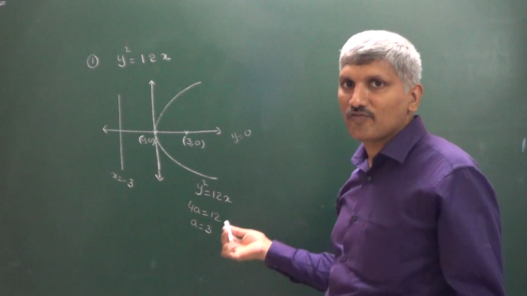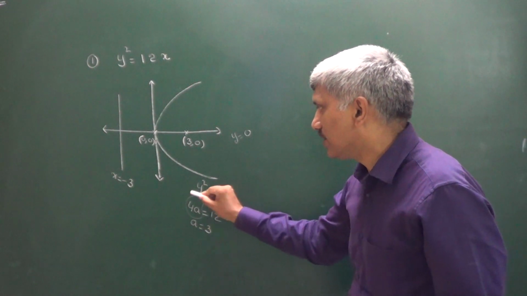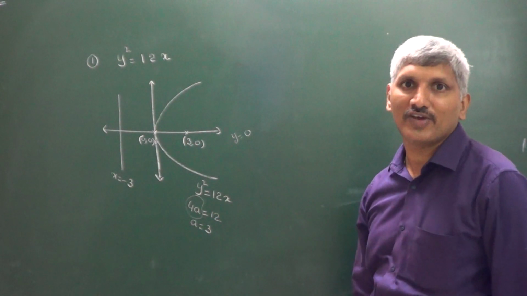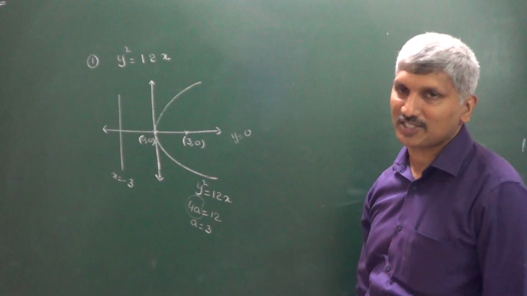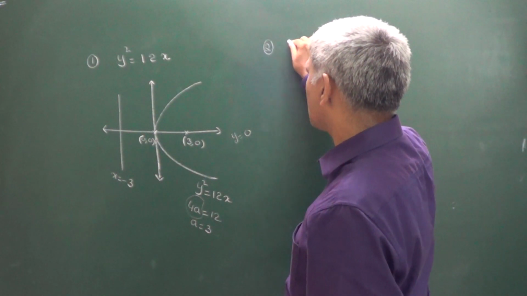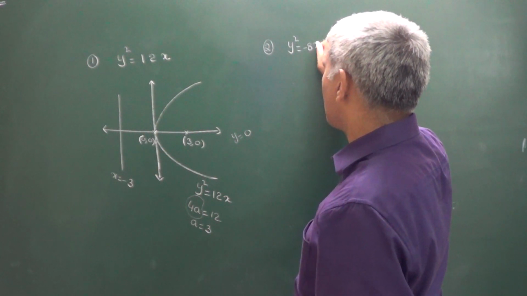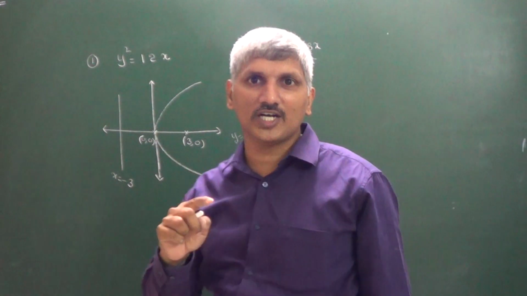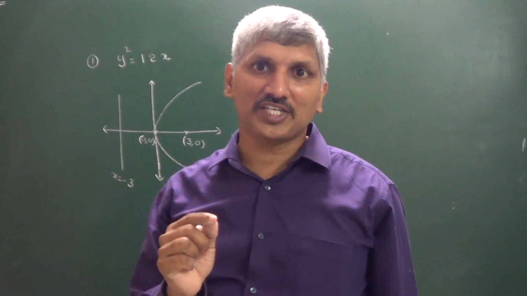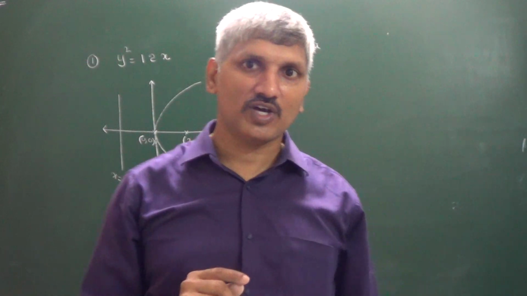What about the length of the latus rectum? The length of the latus rectum is nothing but 4a, that is, 12. Next, the second question is y square is equal to minus 8x. For this parabola we have to find the focus, vertex, directrix, length of the latus rectum, and the equation of the principal axis.